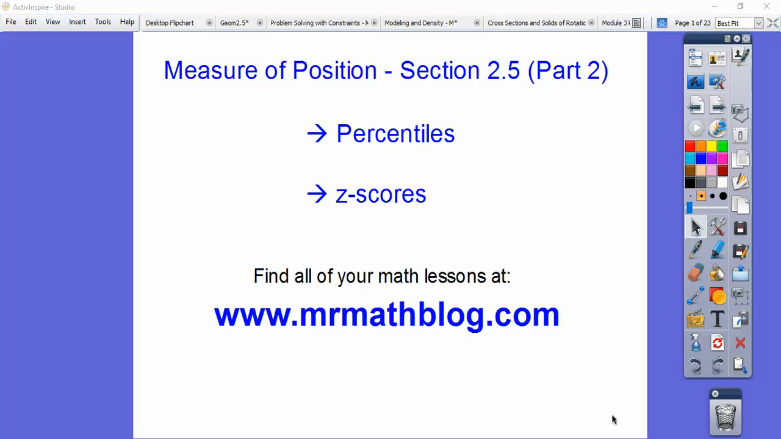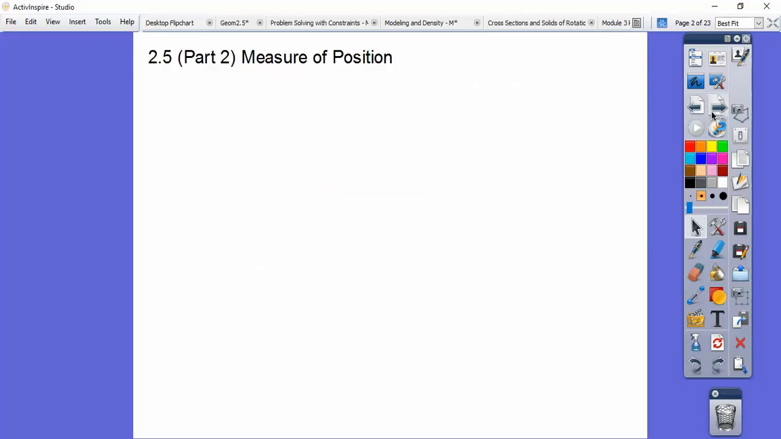Hey folks, this lesson is Measures of Position. This is percentiles and Z-scores. Let's go ahead and get started. Should be pretty fast and hopefully easy.